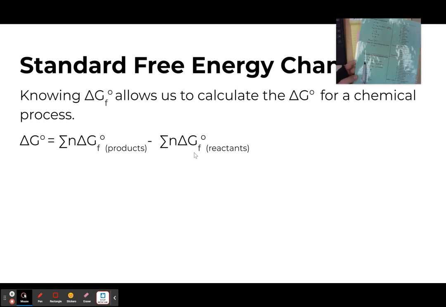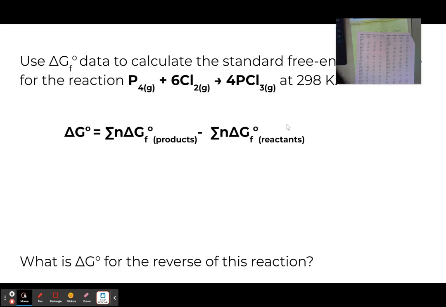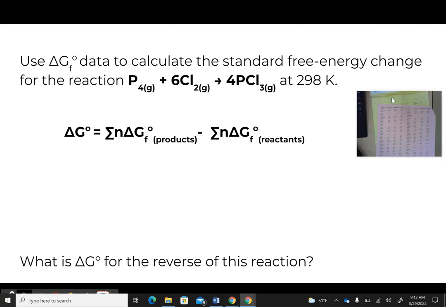And we can see here, there is our delta S. There's our delta H. There's our delta G. They're all the same. You sum the products, multiply them by their molar amounts. You sum the reactants, you subtract them, you get an answer just like we see here. Very straightforward. So let's calculate one here.